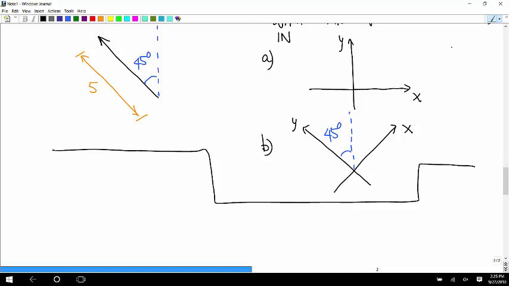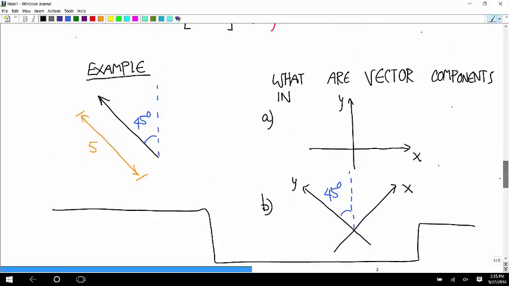Although, if I didn't draw the negatives, then if I just drew it like this, then I'll tell you later why you would know which one was x and which one was y. Yeah, exactly. That's right. Okay, so magnitude's 5. That's going to be our L.